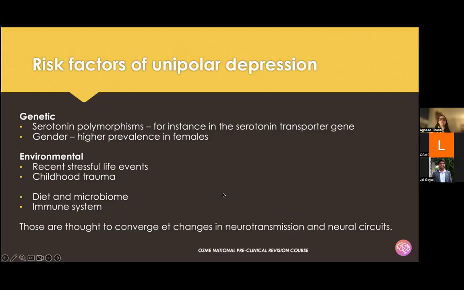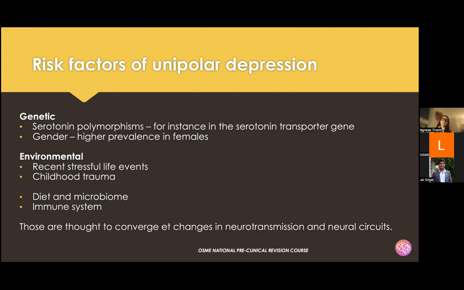So what are some risk factors for unipolar depression? We can split them into genetic and environmental broadly. Genetic can be due to serotonin polymorphisms. So genetic changes, for example, in the serotonin transporter gene, and it's got a higher prevalence in females.